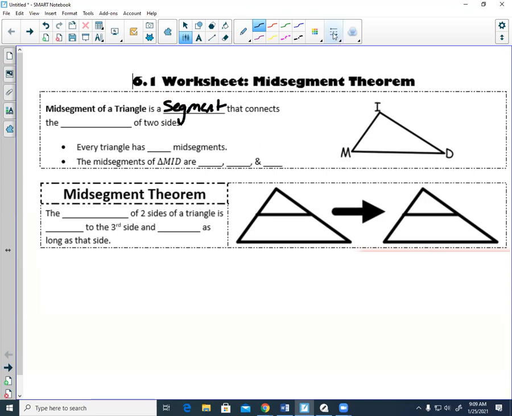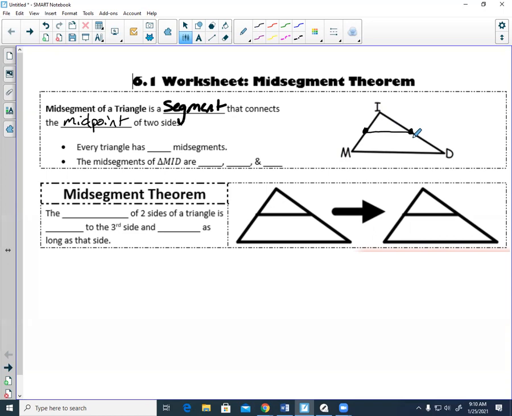that connects, any guesses? A segment that connects the what of two sides? Any guesses? It has to do with the word mid. Midpoint? Midpoint of two sides. Now it doesn't matter which midpoints you're talking about. If you're talking about this midpoint right here and this midpoint right here, it doesn't matter which one. You could be talking about the bottom one as well. Doesn't change anything. But a mid-segment is the line that connects the midpoint of two sides just like that.